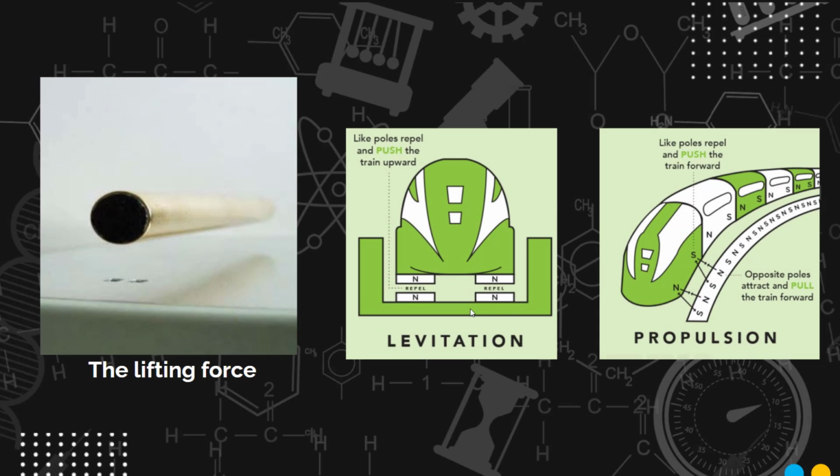Let's see an example to elaborate more. Here's an example of using two similar poles to produce a repulsion force. And in this example, we use different types of poles to attract and pull the train forward. As you see here, this object is hanged because the upward repulsion force is balanced with the downward force of gravity, and at this point equilibrium is achieved where the total force is equal to 0. This force is called the lifting force. So that's all about the fundamentals and working principle of magnetic levitation.